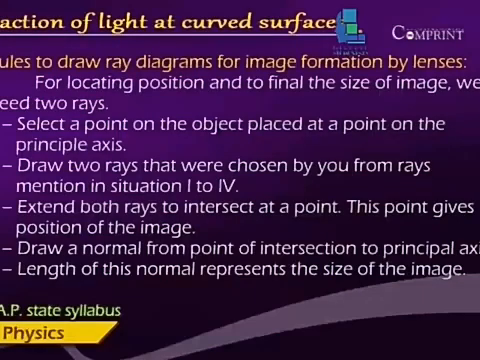Extend both rays to intersect at a point. This point gives the position of the image. Draw a normal from the point of intersection to the principal axis. The length of this normal represents the size of the image.